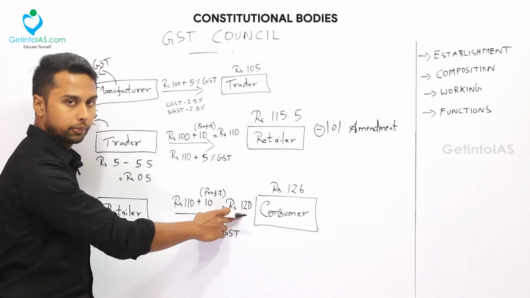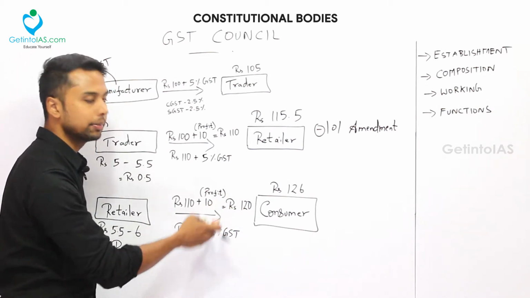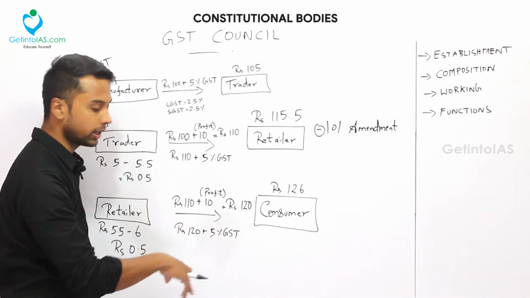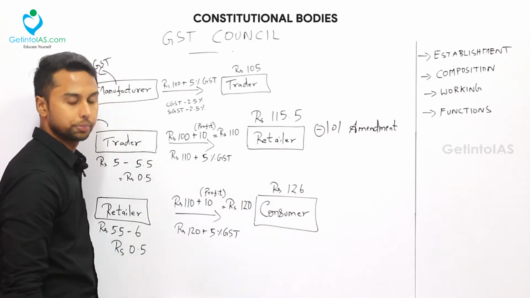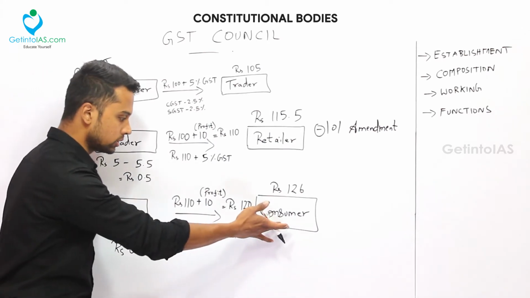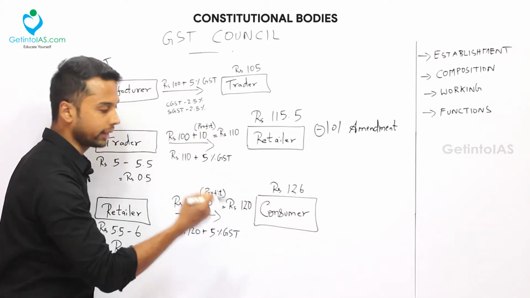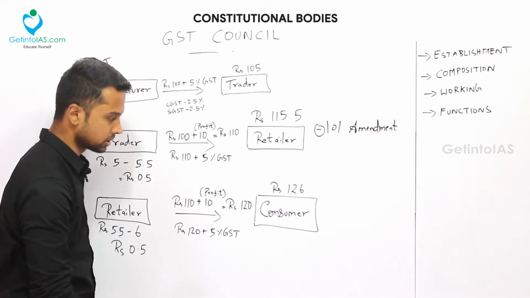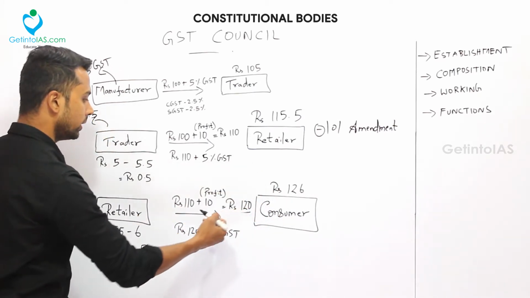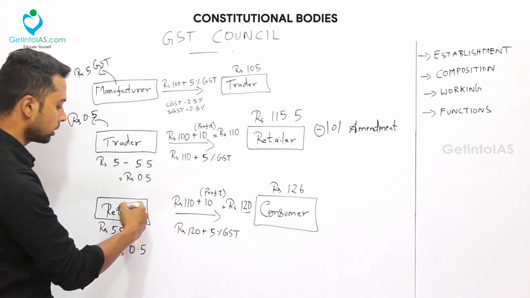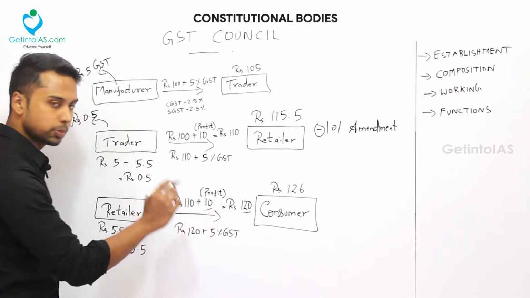Out of that 120 rupees, we will add 5% of GST. Okay, GST comes into play now. 120 plus 5% of GST, which brings about 126 rupees. Okay, so now the consumer finally wants to buy the product at the rate of 126 rupees. Out of this 126 rupees, this 120 directly goes into the pocket of the retailer, including the 10 rupees profit.